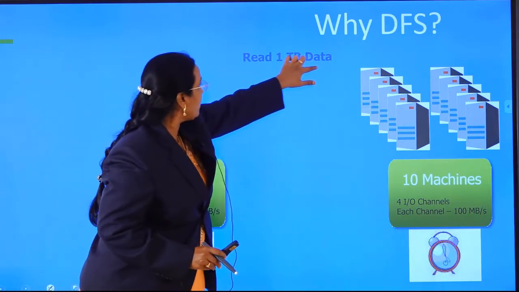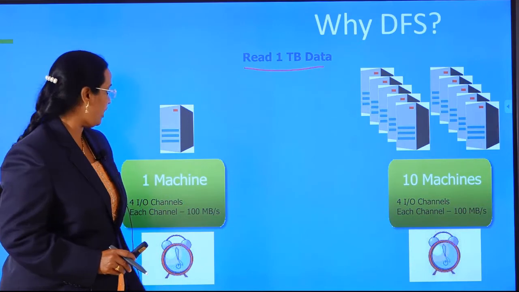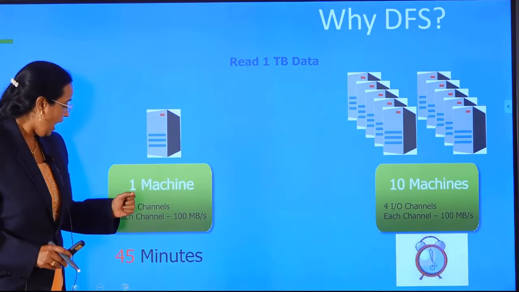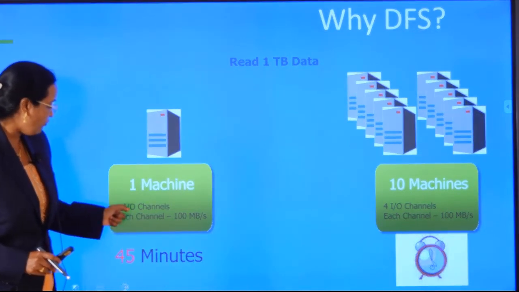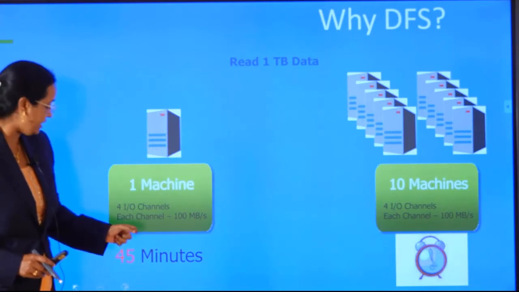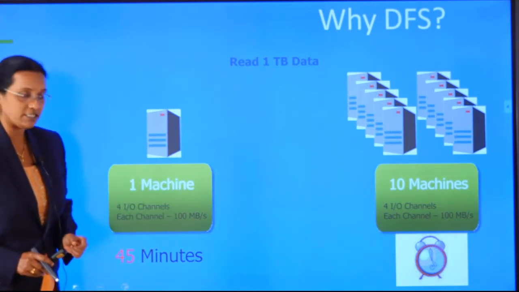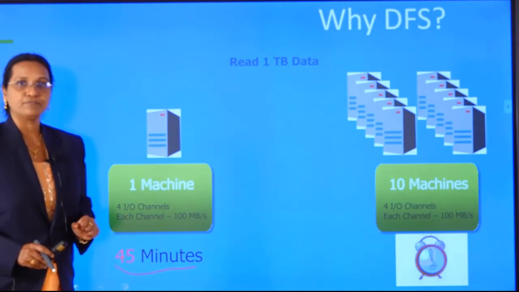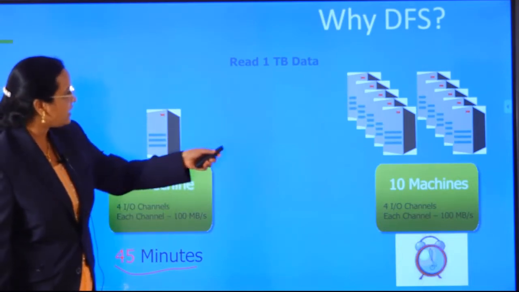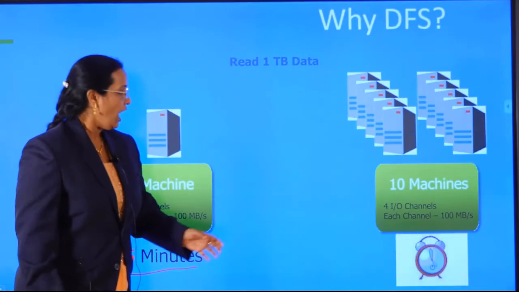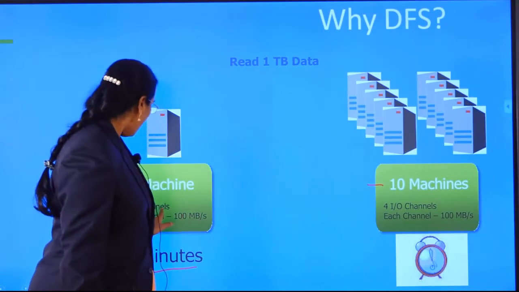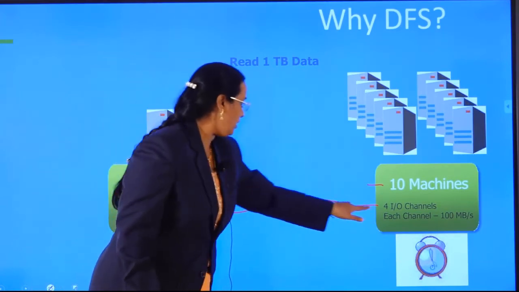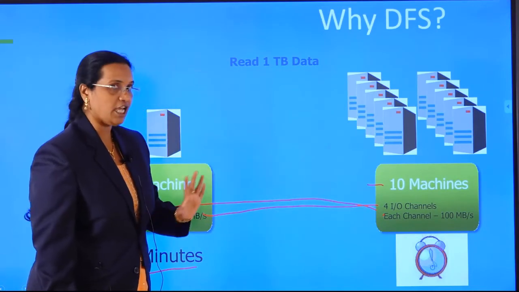Here I have 1 TB of data, and to process that 1 TB of data I make use of one machine. The machine has 4 IO channels, input output channels, and each channel has 100 Mbps. To do that job, it has taken 45 minutes. Whereas in this case, I have 10 machines, with the same 4 IO channels and the same 100 Mbps on each channel. Nothing is different.